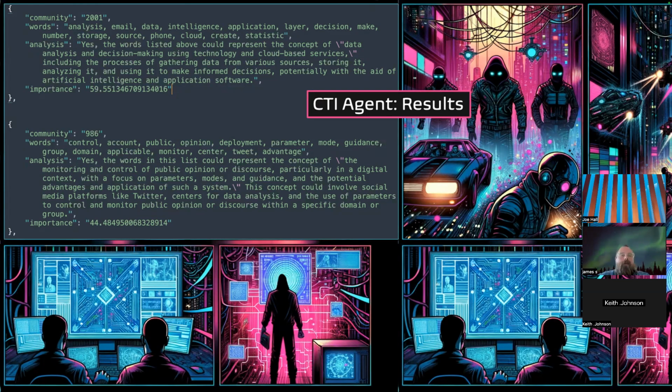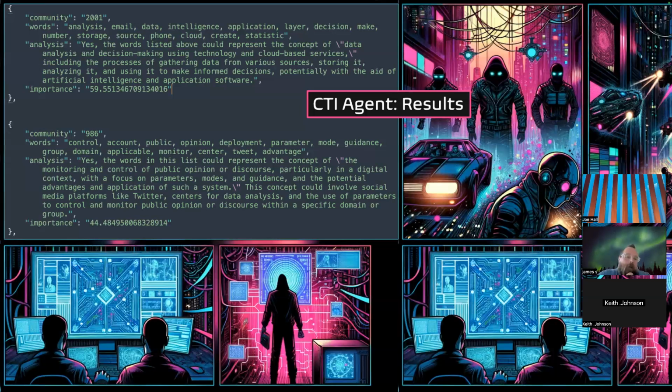So its analysis is, yes, the words listed above could represent the concept of data analysis and decision-making using technology and cloud services, including the process of gathering data from various sources, storing it, analyzing it, and using it to make informed decisions, potentially with the aid of artificial intelligence and application software. Total importance, 59.55 to the data set. Well, that definitely is a central theme in this data set with the email collection and analysis system. It's actually the theme that Red Reaper was built on. So I think it did a good job there.